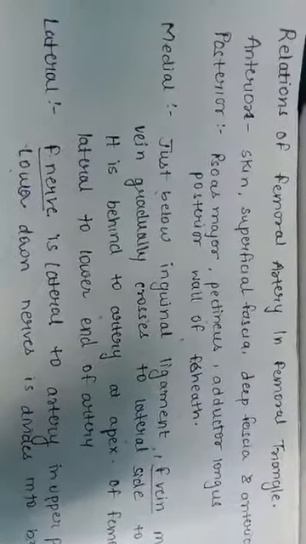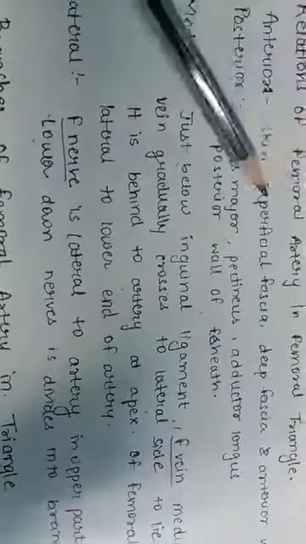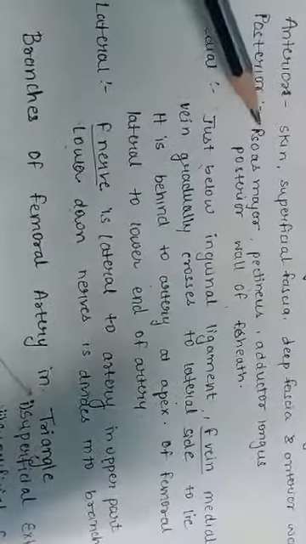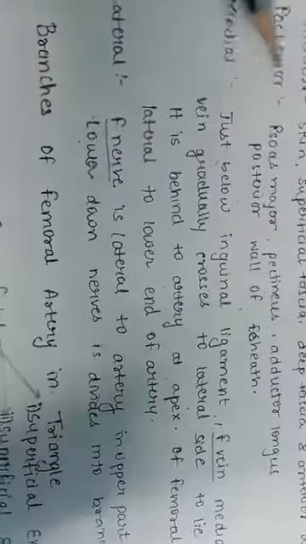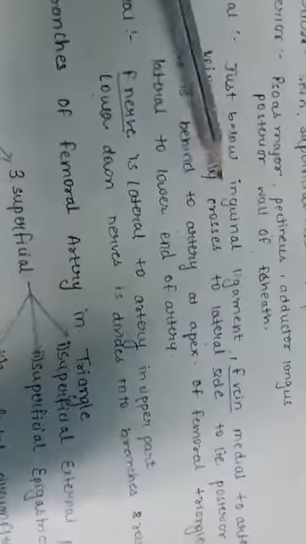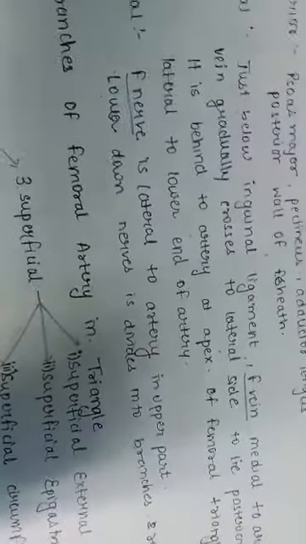Relations of femoral artery in femoral triangle. Anteriorly, it is covered by skin, superficial fascia, deep fascia, and anterior wall of the femoral sheath. Posteriorly, there are muscles which cover the artery, that is psoas major, pectineus, adductor longus, and the posterior wall of the femoral sheath.